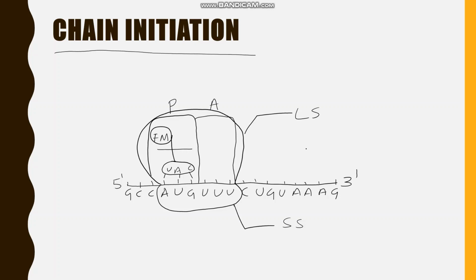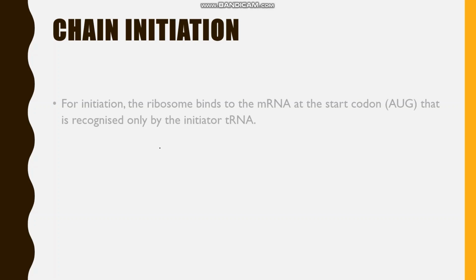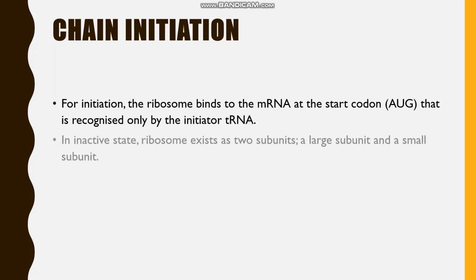So this is regarding the structure of the initiation complex during the chain initiation of translation. Okay, so for initiation, the ribosomes bind to the mRNA at the start codon, that is AUG, which is recognized only by the initiator tRNA consisting of the amino acid formyl methionine.